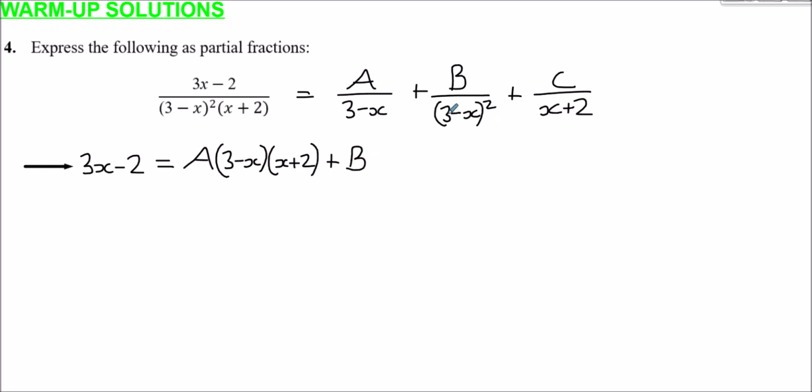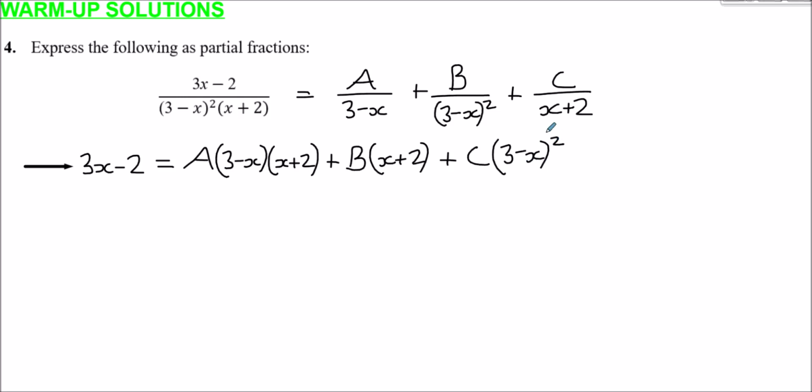For b, 3 minus x all squared times 3 minus x all squared would cancel, so we just have b times x plus 2. And for C, x plus 2 over x plus 2 would cancel, so we just have C multiplied by 3 minus x all squared.